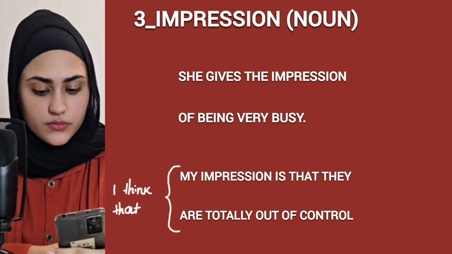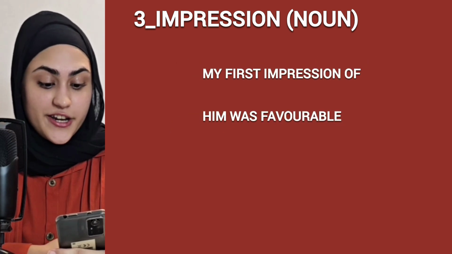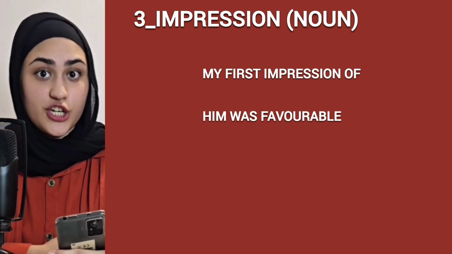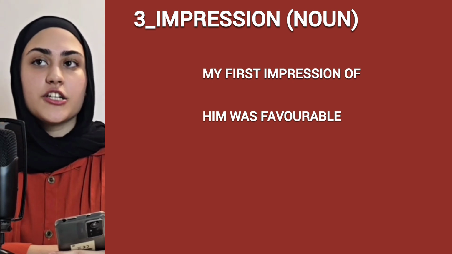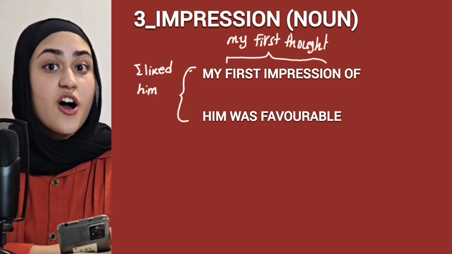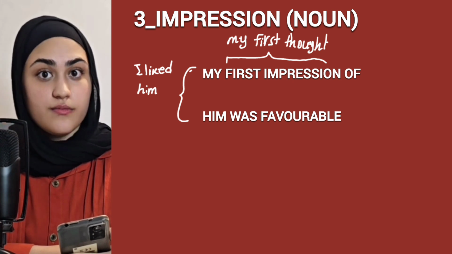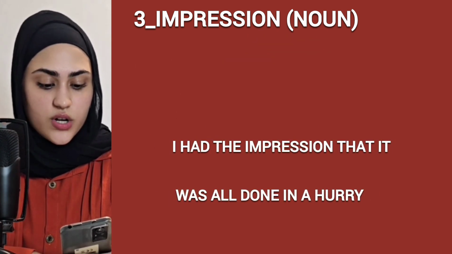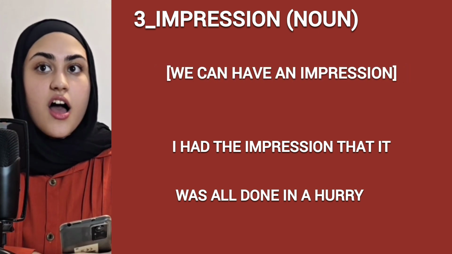So, my first impression of him was favorable. Favorable means something that you like. It was good, positive. So my first impression of him was positive. It means that I liked him. The first thing I thought about him was good. I liked him. Example: I had the impression that it was all done in a hurry.